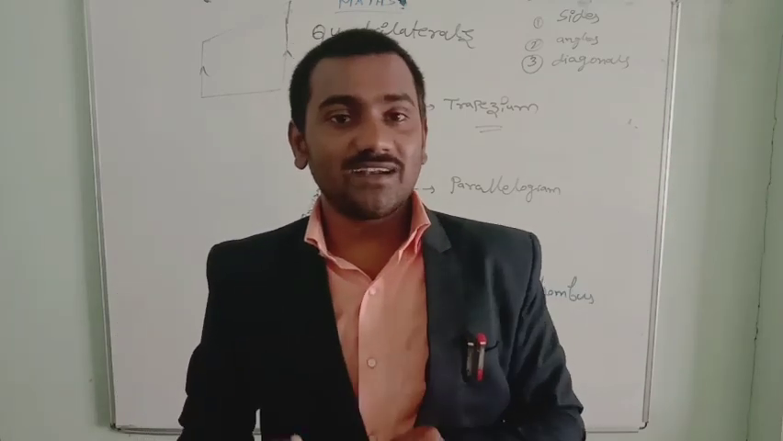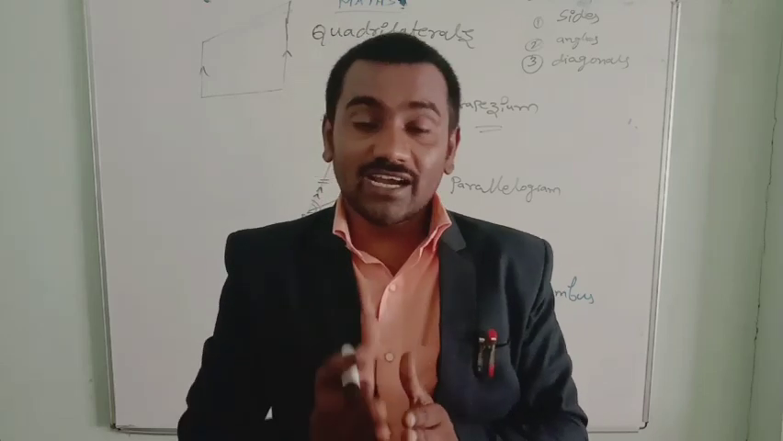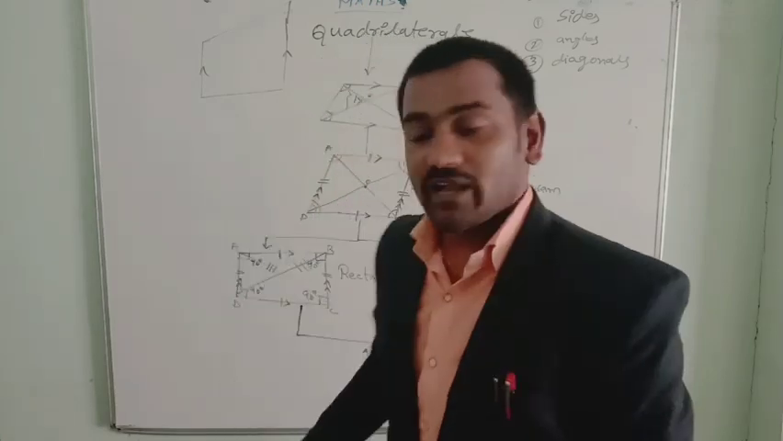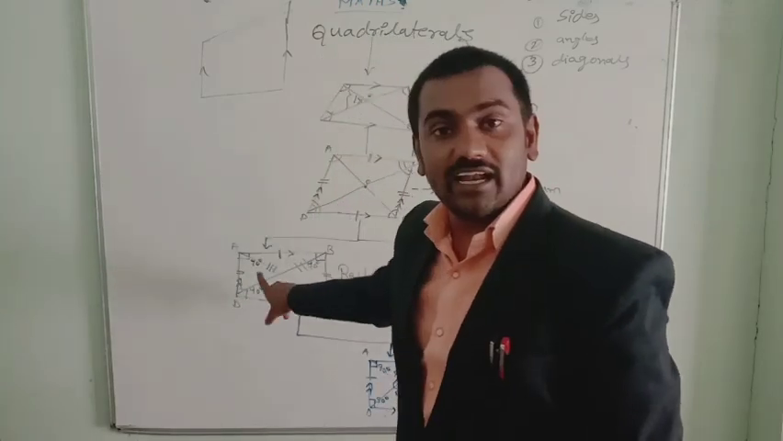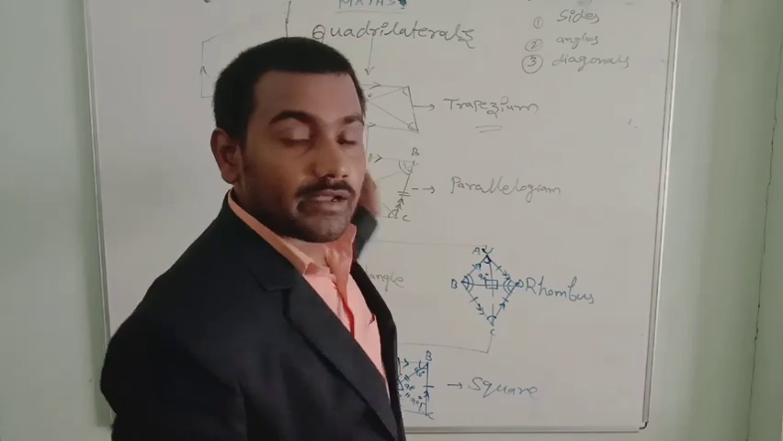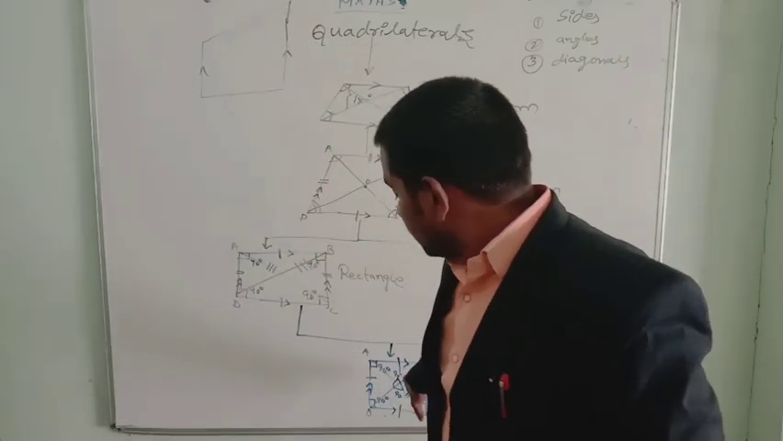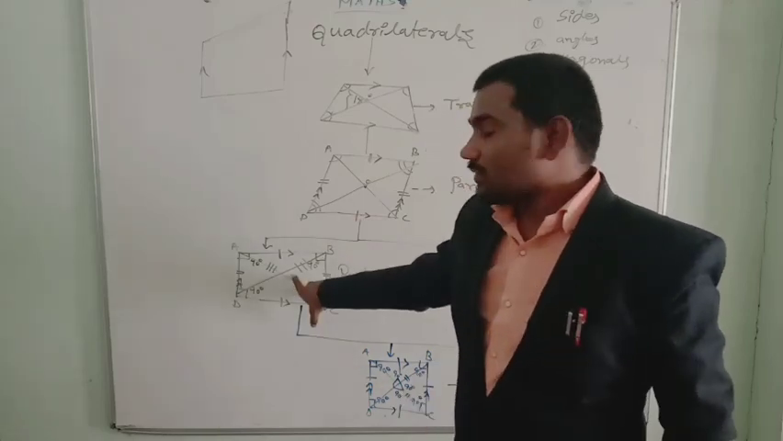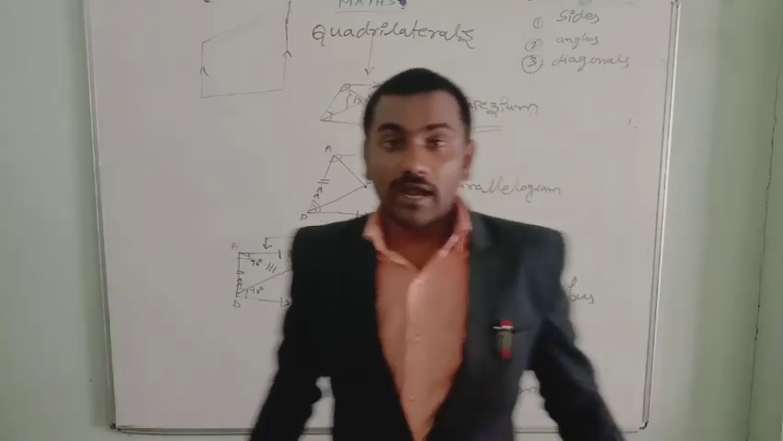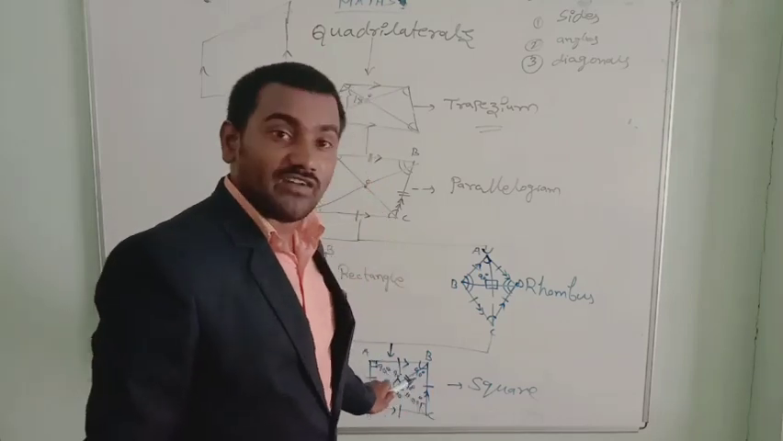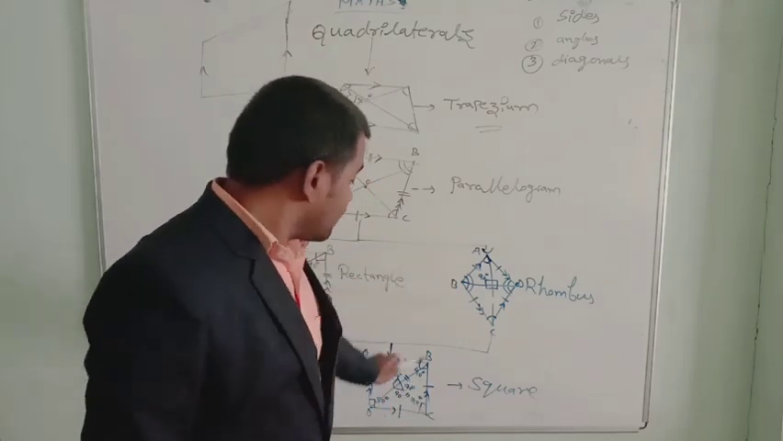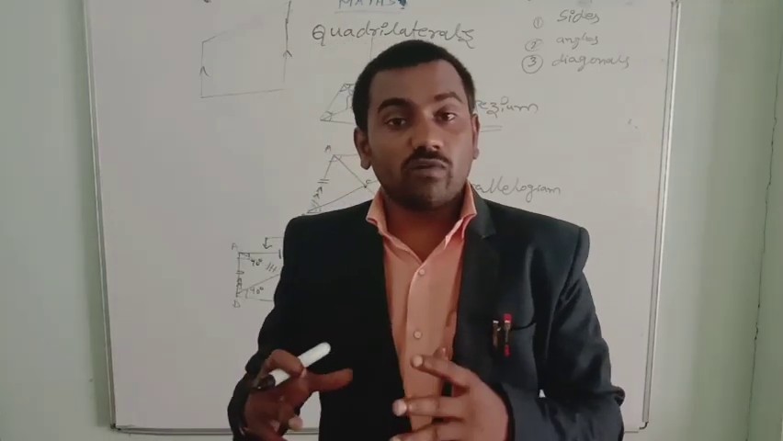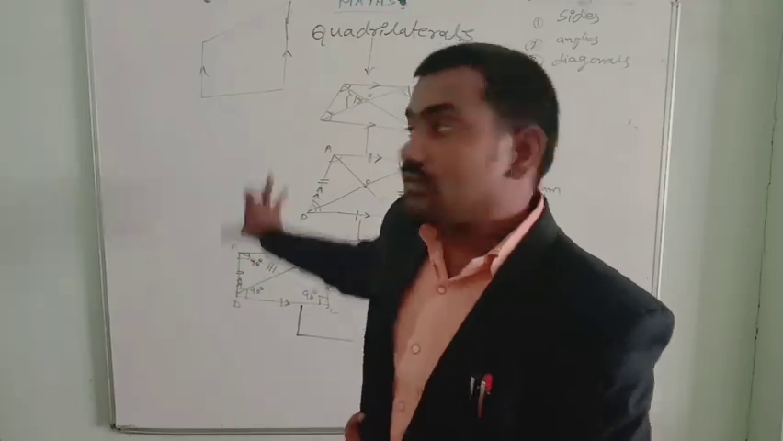So what about the diagonals? Diagonals are equal and bisecting. How are they bisecting? Perpendicular bisecting. So diagonals are equal and bisecting like a rectangle, and in a parallelogram they are only bisecting. Diagonals are equal like a rectangle, and they bisect perpendicularly, like a rhombus. So we must know that a square has all the properties above.